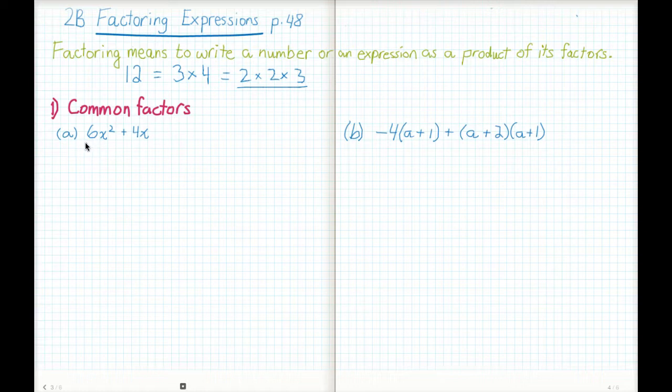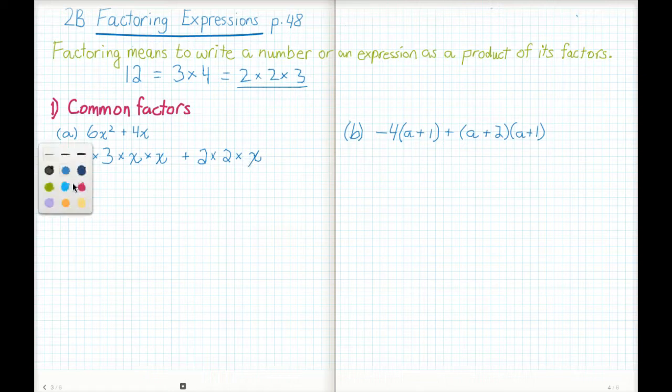So we have two terms, 6x squared plus 4x, and we're looking for some factor they have in common. Sometimes it's helpful to write this out as its prime factors because then it becomes more obvious. This is a step you can skip once you get a little more used to it. But to start off with, let's write 6 as 2 times 3, and the x squared we'll write as x times x. Okay, the other term, we have 4, which is 2 times 2, and just a single x.